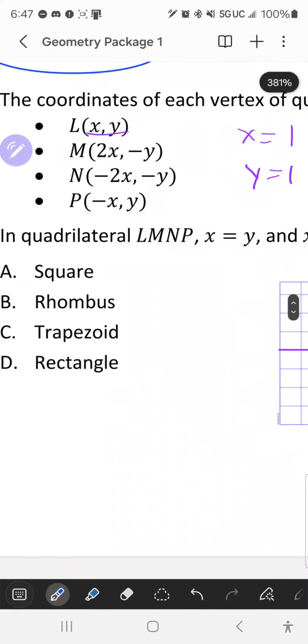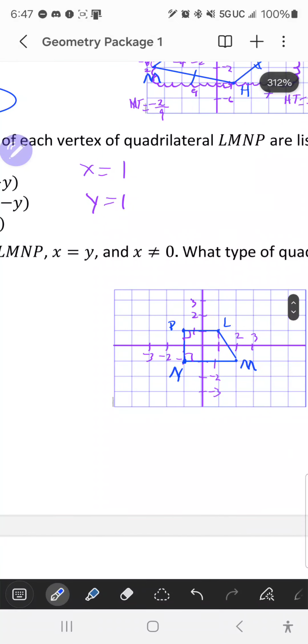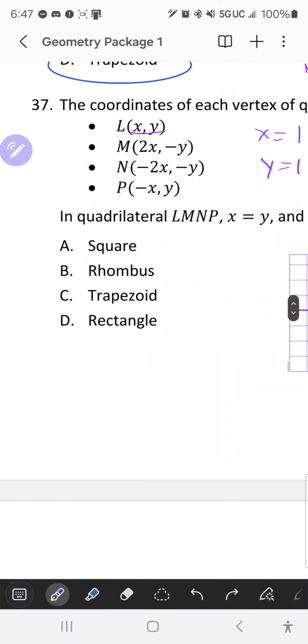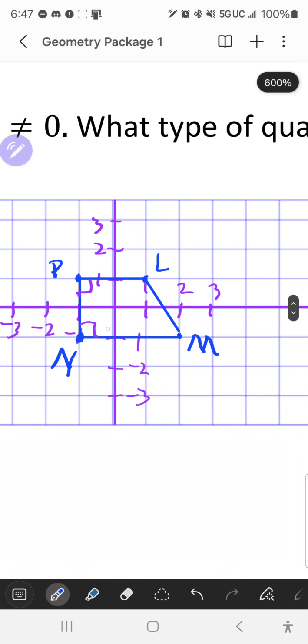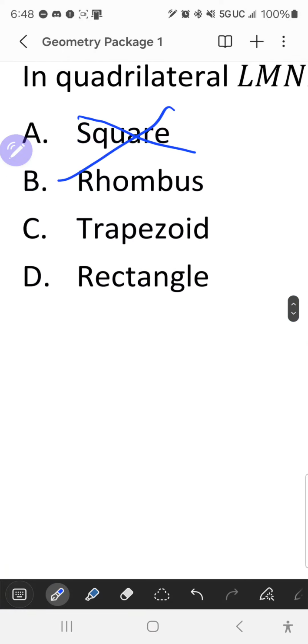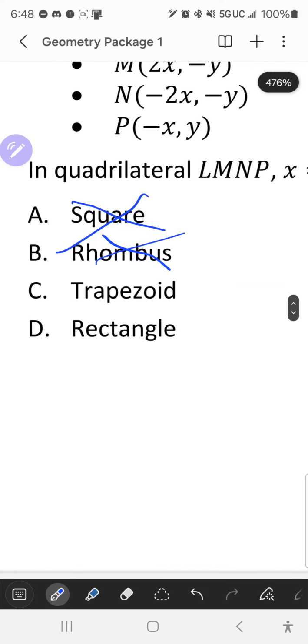Now, this is a diagonal, so this is just the other side. It's not a square. To be a square, it would need to be like this. So it's not a square. A rhombus needs to have the 4 sides equal, and you can see that this is 3 units, this is 2 units, this is 2 units, and this one we need to calculate using the distance formula. But it will be a square root of 5, basically. So no, it's not a rhombus.